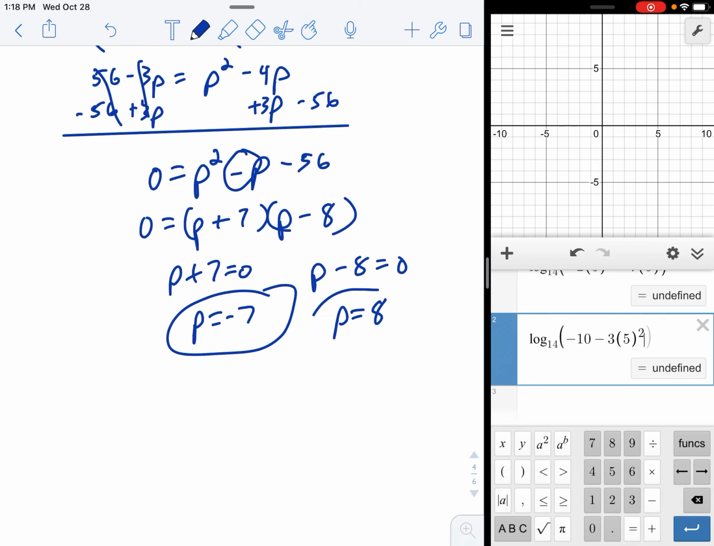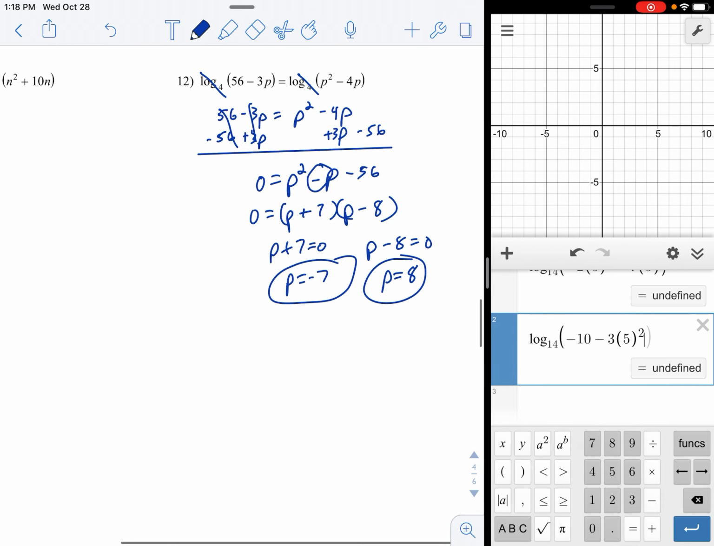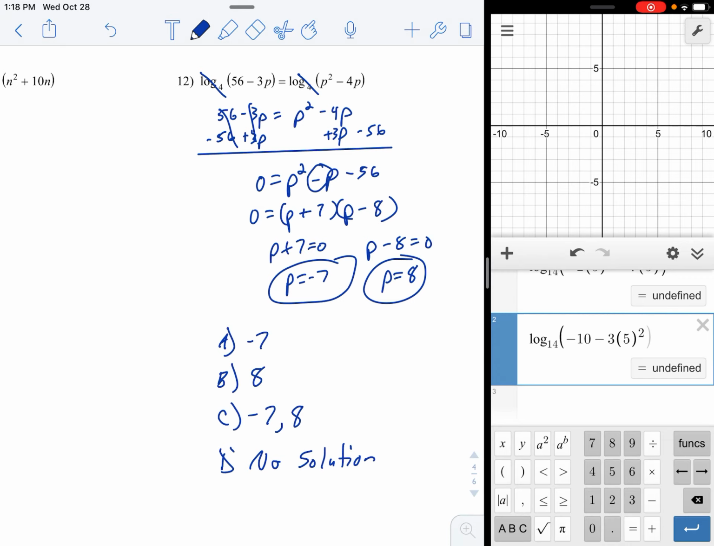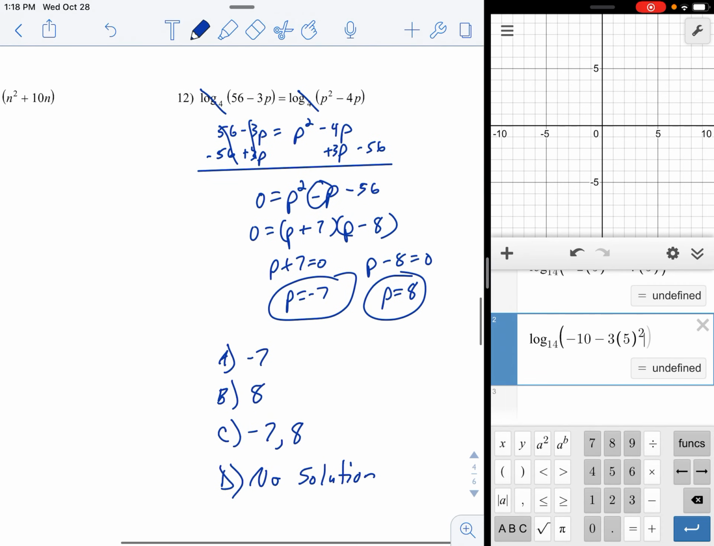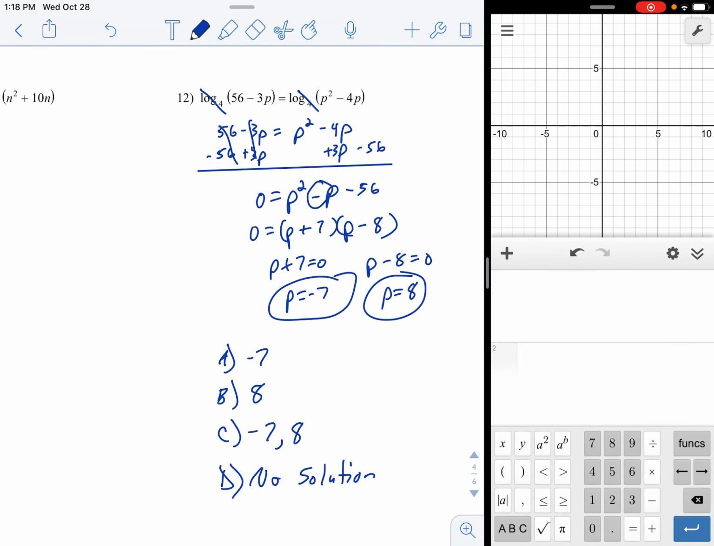So if this were a test, you might have multiple choice, right? Choice A is negative 7. Choice B is 8. Choice C is negative 7 and 8. And choice D is no solution. So on a test, you don't have an answer key. You can't just scroll down and check it. So what do you need to do? You need to plug these in. Use Desmos if you have to. Plug them in and check it out. So I'm going to put a negative 7 here, and here, and here.